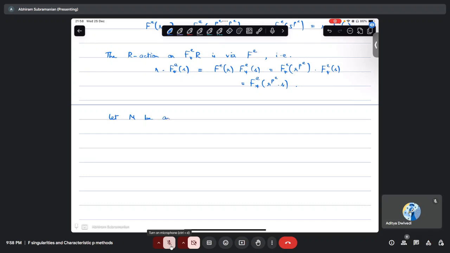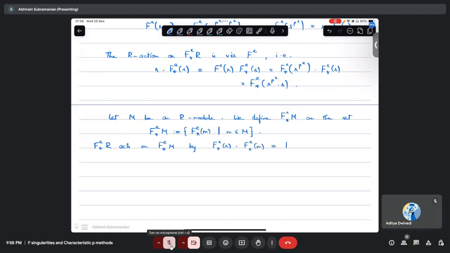M be an R module. We define Fe star M as the set. Fe star M is precisely the set of elements Fe star of m for all m in M, and Fe star R acts on Fe star M by the very obvious action: r times Fe star of m is Fe star of rm.